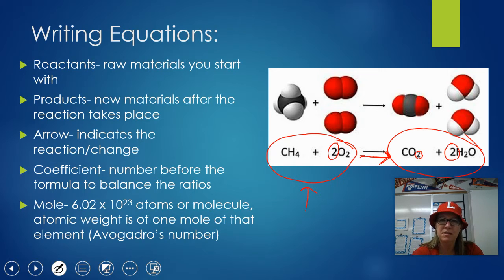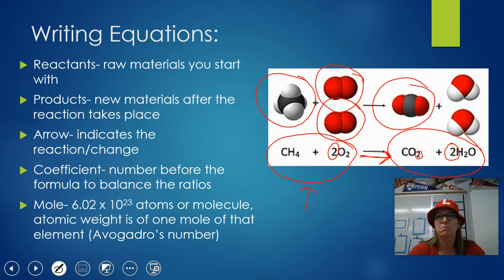And what that means is I actually have two compounds, 2 molecules of oxygen. I only have 1 compound of this CH4. I have 1 molecule of carbon dioxide, and then I have 2 molecules of water. We're going to talk about why we need those coefficients, but basically it's to balance the equation, okay?